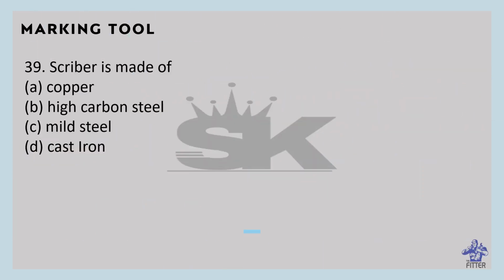Scriber is made of. Scriber is a hand tool used in metalworking to mark lines on workpiece prior to machining. Scriber is made of high carbon steel.